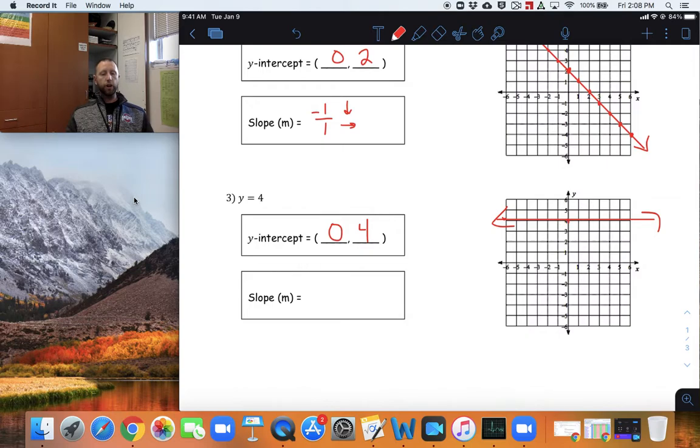Okay, what kind of slope does a horizontal line have? 0. It's got a slope of 0.